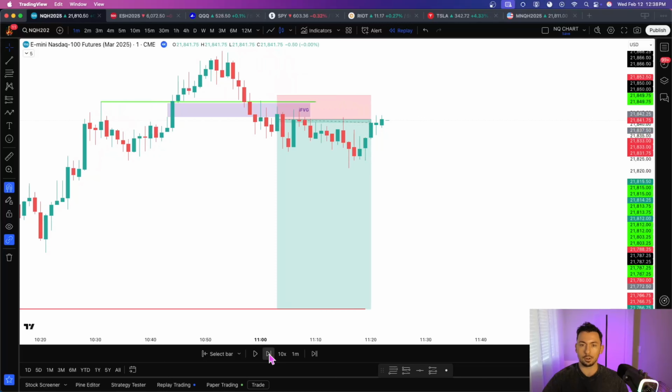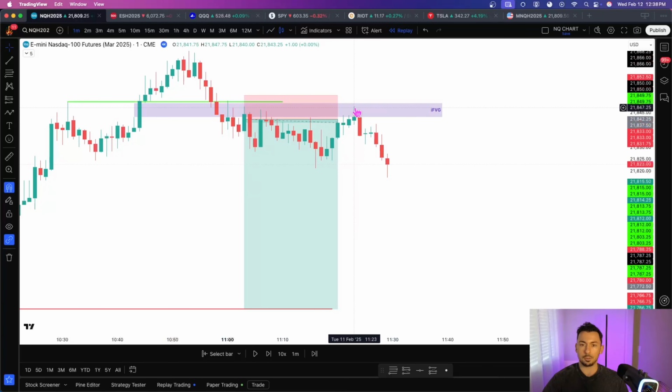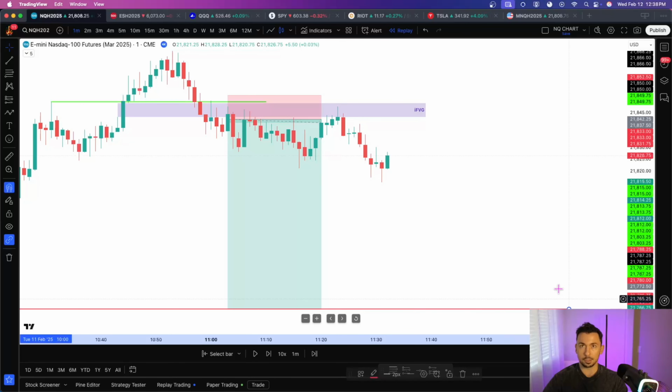And slowly we deliver all the way down. Look at this. Notice how the candle never closes above the inverse fair value gap. We just wick into it. Let me move the sell side liquidity forward so you can see it.